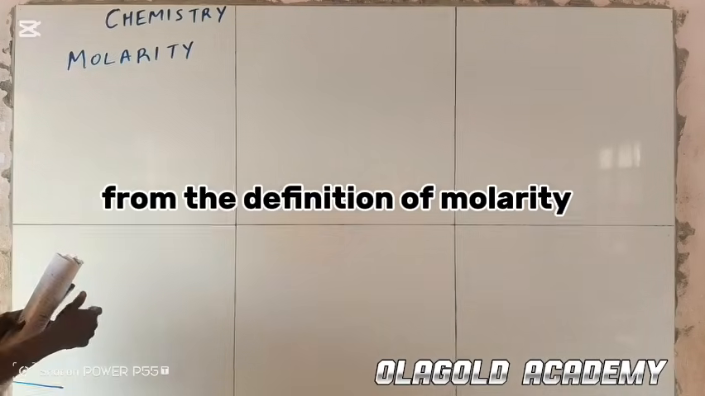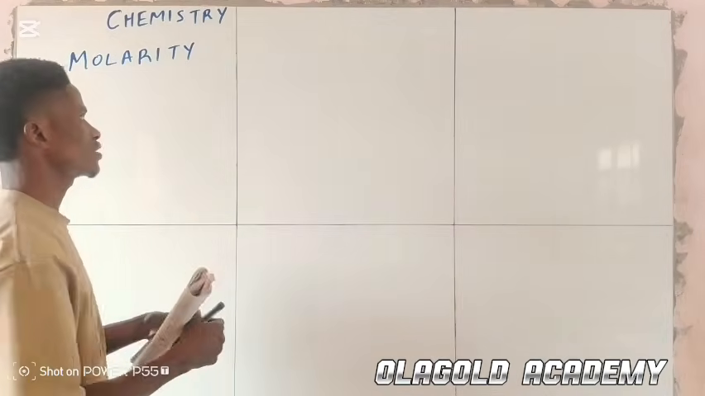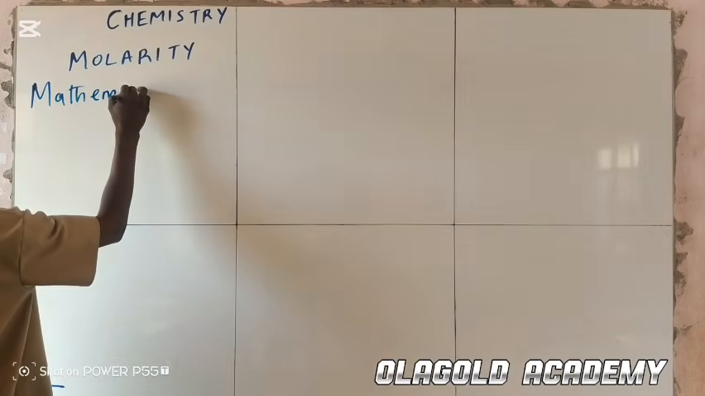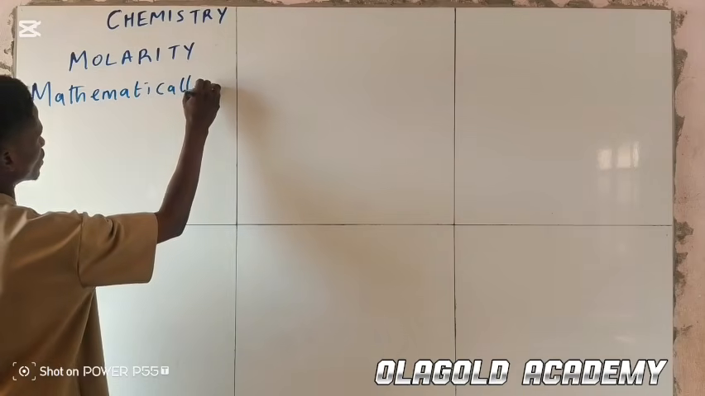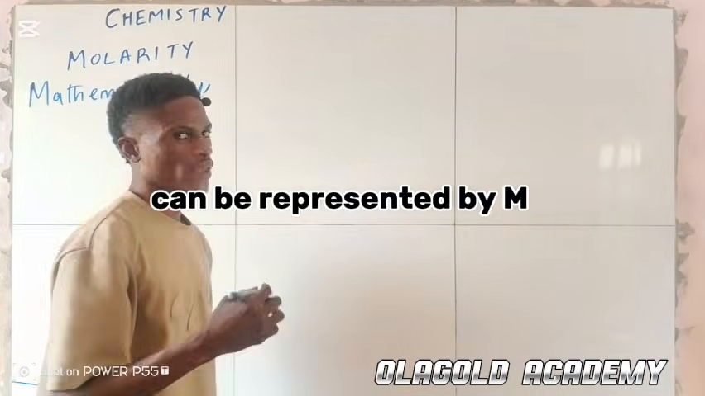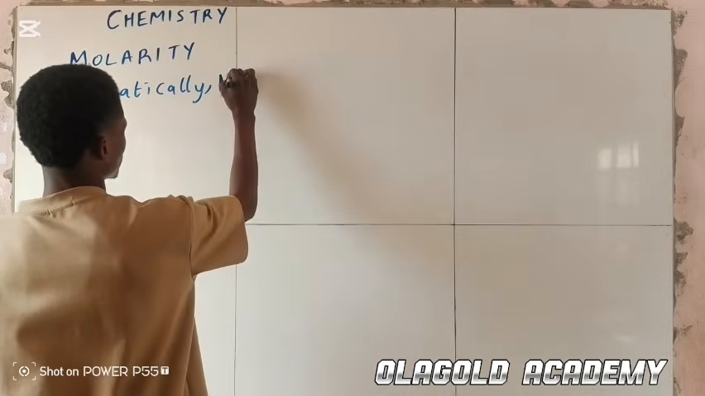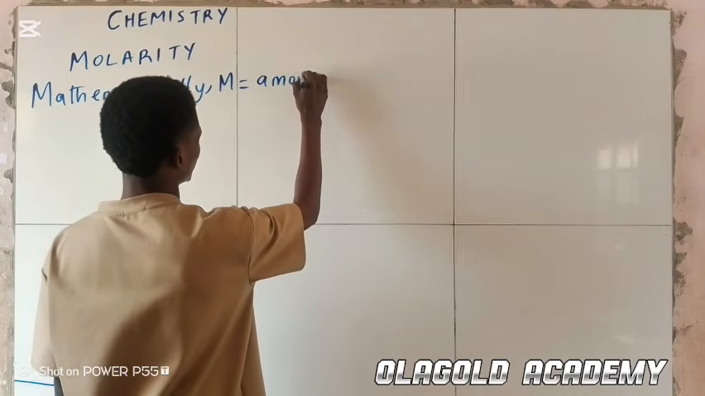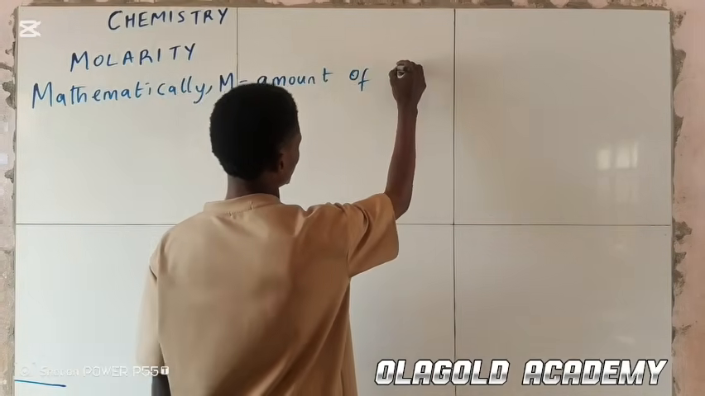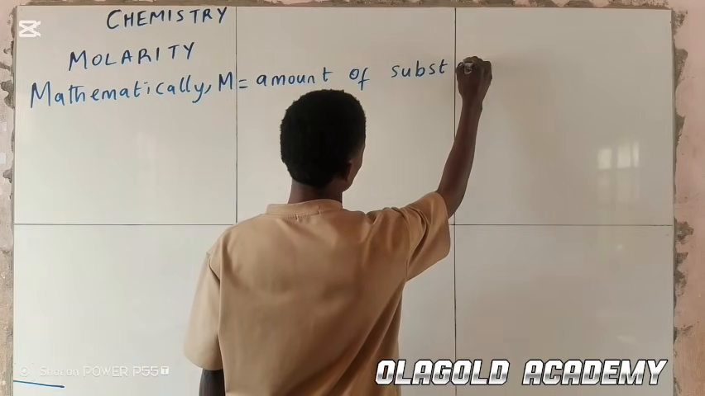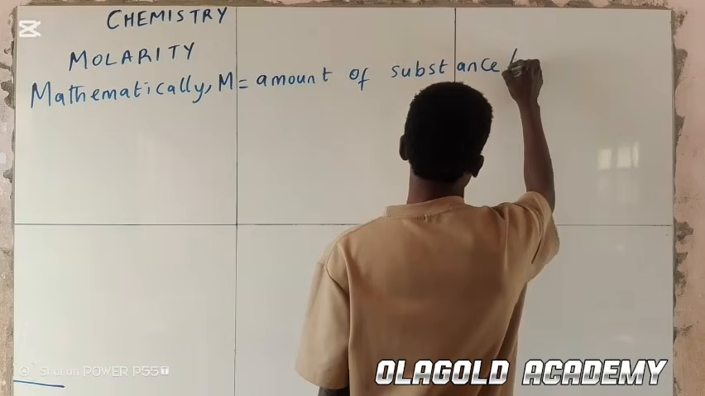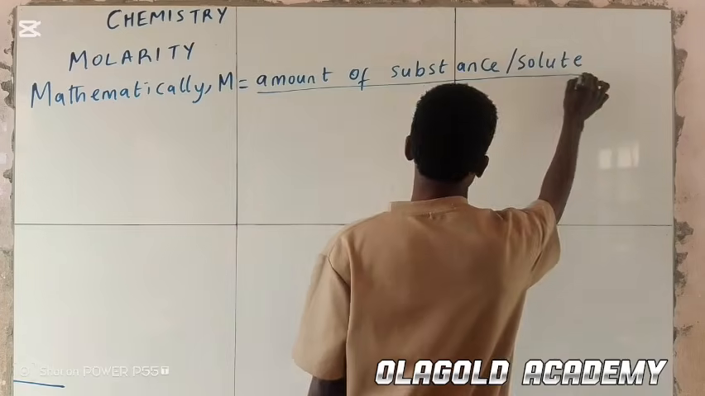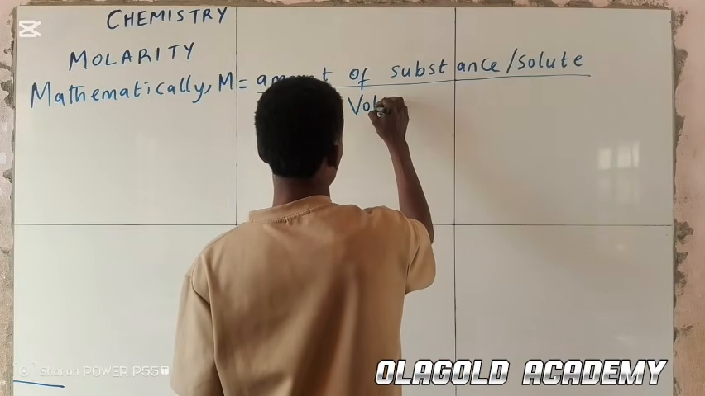So from the definition of molarity, we are saying that mathematically, molarity, I can represent it with M. So we are saying that molarity is equal to the amount of substance or solutes in a certain volume of solvent.